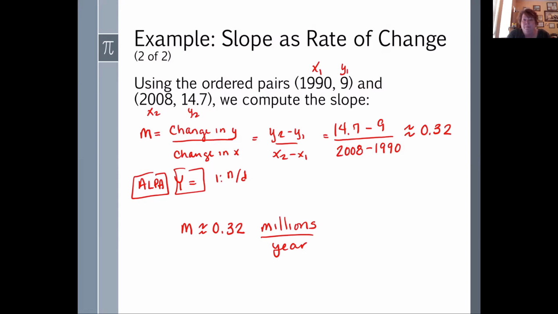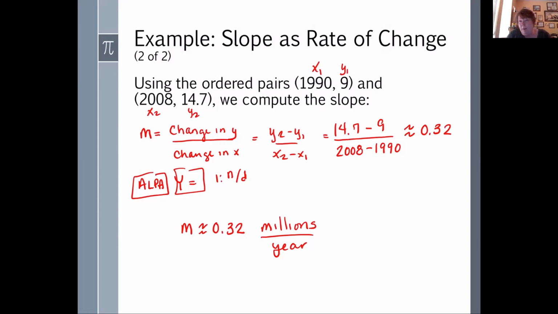So what does this mean? That in this linear function, the number of men living alone is increasing each year by 0.32 million. So if in 1990, there were 9 million adult men living alone, in 1991, there would be 9.32 million men living alone. In 1992, it would be 9.64 million. So every year, 0.32 million more men are living alone.